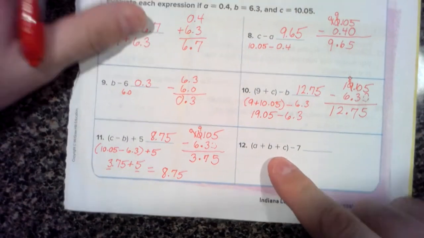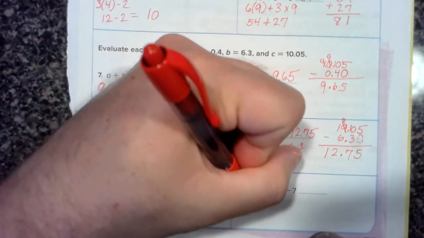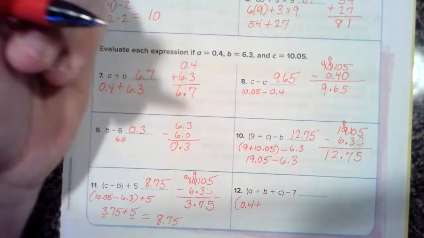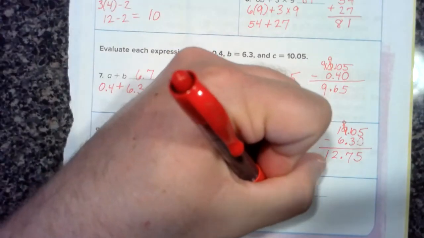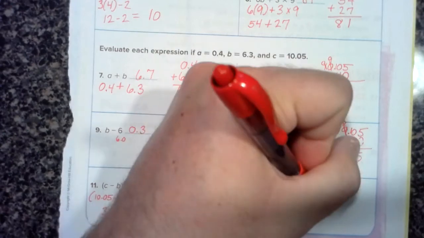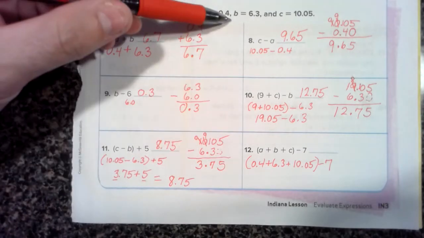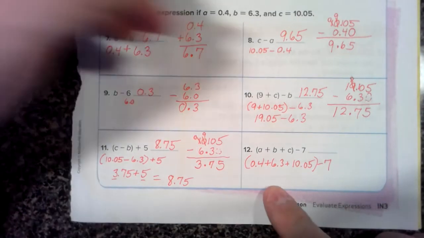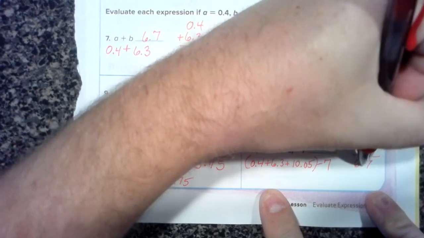A plus B plus C. Okay, we have A, which is 0.4 plus, or 4/10. We have 6 and 3/10 plus 10 and 5/100 minus 7 in the end. So we have all those written out, just what they equaled up here. Okay. Now we have to add them. So we're going to go over here and we line our decimals up. 0 and 4/10, 6 and 3. Let's add those together first. 7 and 6, drop our decimal.